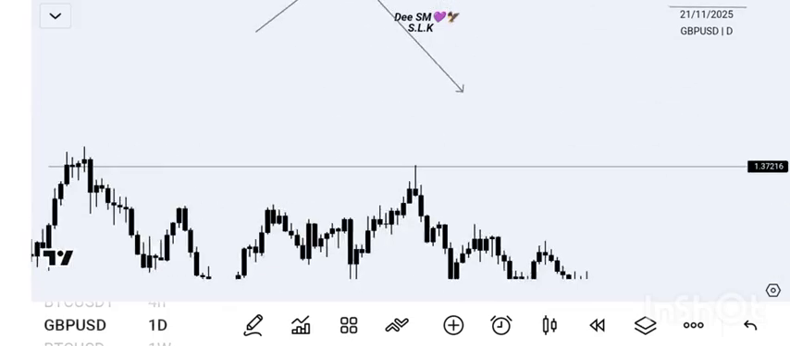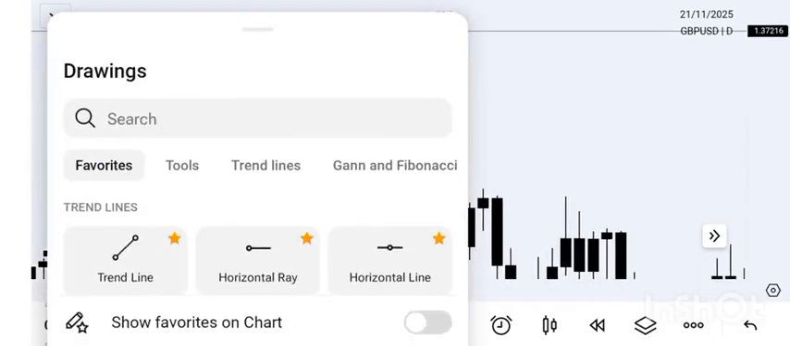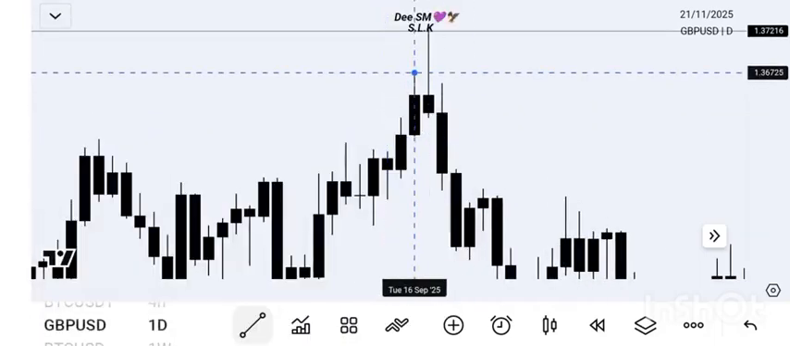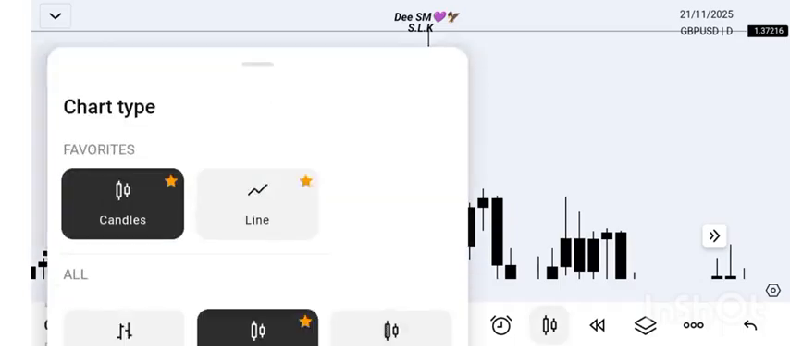Look at what the daily did. What can you see here? A liquidity sweep, price swept liquidity. Did it give us a break of structure? Go to the line chart.